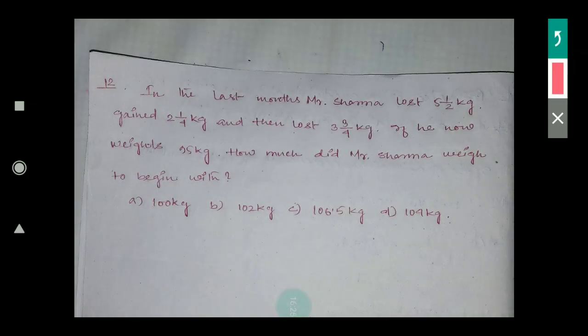His weight in the beginning is x. So from that x, in that month when he joined some yoga or gym, by joining them he lost how much? 5 1/2 kg. Then after some days he gained how much? 2 1/4. Gain means addition. And then again he lost how much? 3 3/4. After all this gain and loss, now his weight is 95.